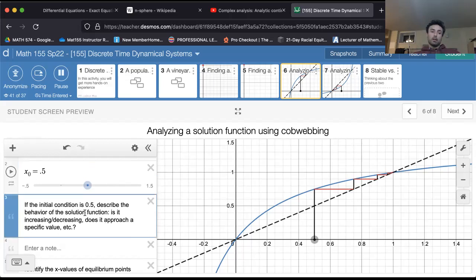So describe the behavior of the solution function. My solution function increases. It increases slower and slower and slower. So think of it like a square root. I increase, but slower and slower and slower. Okay.